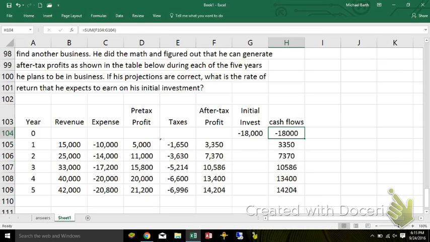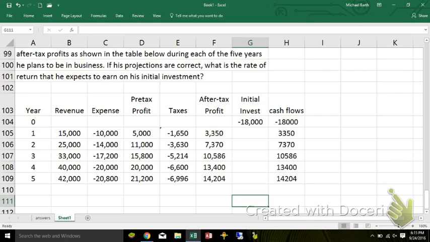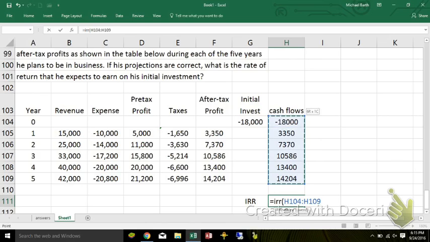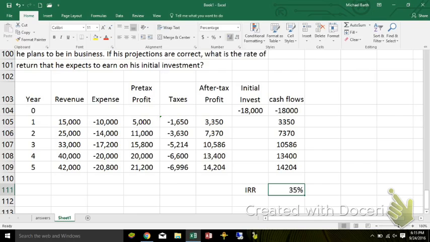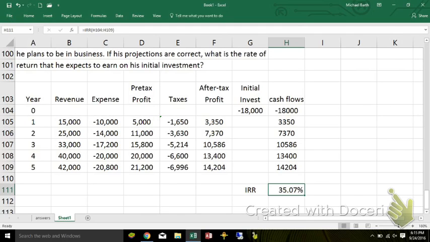So if he spends $18,000 today to get into the business, and then each year he makes these cash flows, what rate of return would that be? Well, that's where the IRR function comes in. And how we would interpret this is that's a 35% rate of return on his money. Okay, now he could compare that to other businesses. 35% might be good and it might be bad, but now he's got a benchmark to go by.